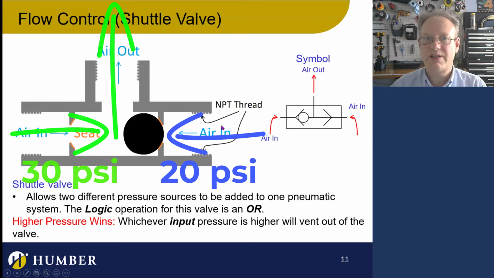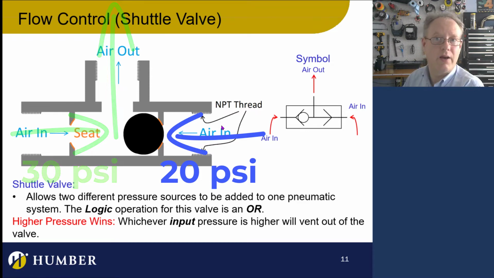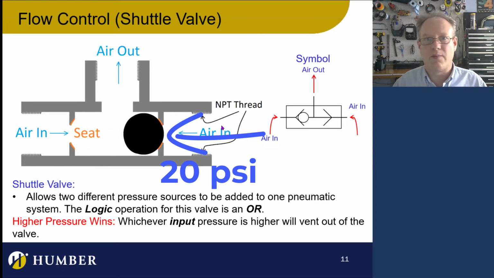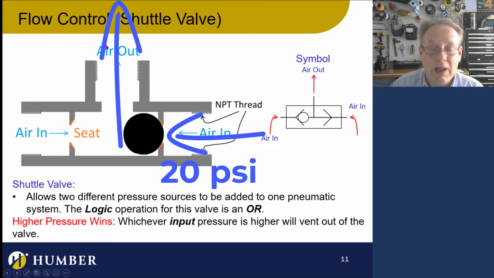But if my green air at 30 psi went down to 15 psi, or I just lost it for some reason, the compressor died, or the tank got empty, or a line broke, whatever it is, then this blue air at 20 psi is going to win, and it's now going to supply whatever's downstream of the output port. So essentially, that's going on.